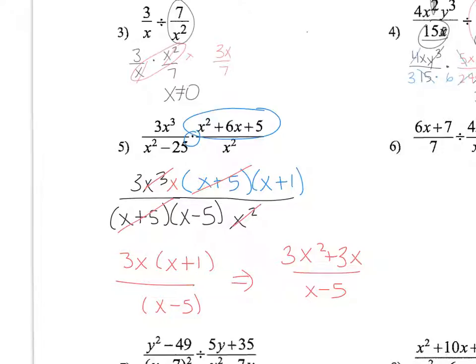So now I'm going to look for my restriction. So look in the beginning of the problem, and you never actually flip, so you're just looking at set x plus 5 equal to 0, x minus 5 equal to 0, and x squared equal to 0. Don't forget about this x squared. So that means that x can't be 5, negative 5, and 0.